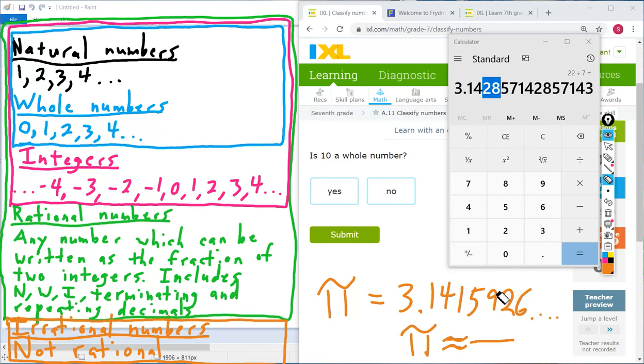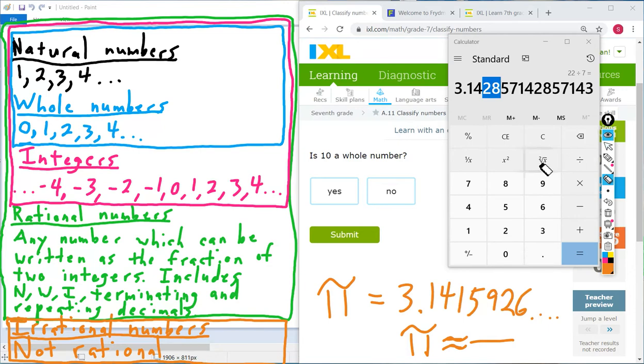Okay, it's been proven pi cannot be written as the fraction of two integers. So you can pick two integers and you could get very, very close to pi, but you'll never get exactly pi. So it cannot be written as the fraction of two integers, and therefore it is not rational.